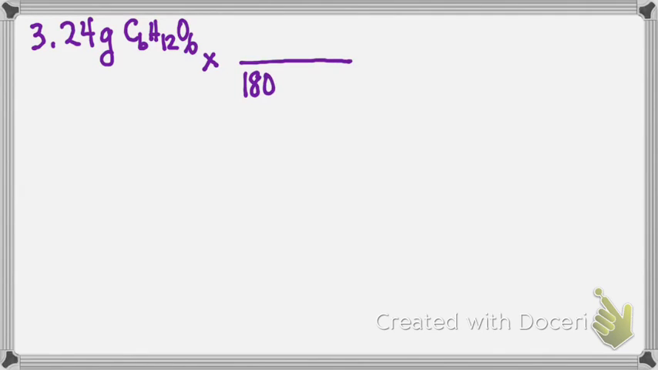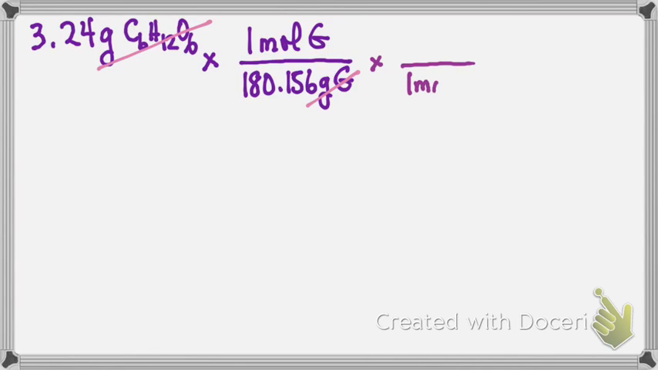We can convert this to moles just like we did before. I'm going to abbreviate this as G, just for space considerations. That's equal to 1 mole of glucose. So grams of glucose cancel. I can convert moles to molecules through Avogadro's number. So moles of glucose cancel.